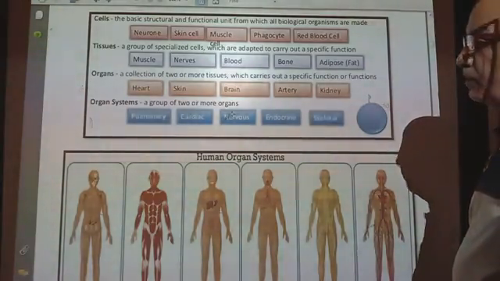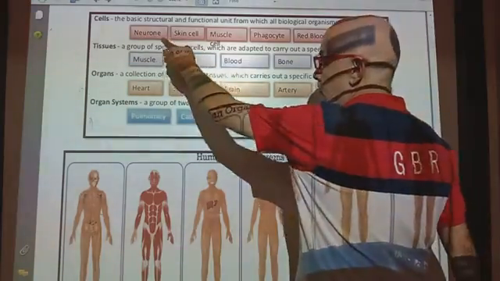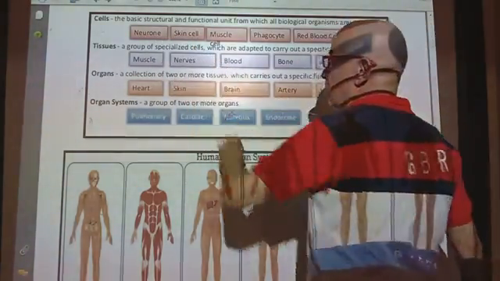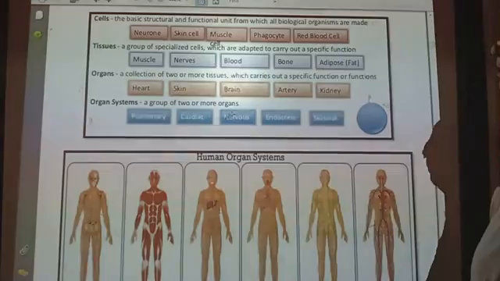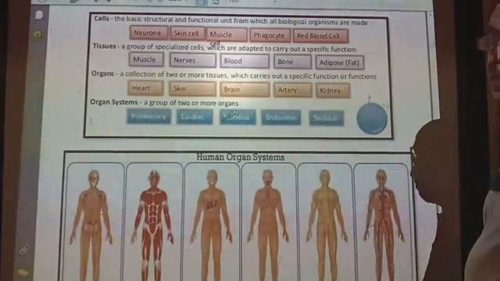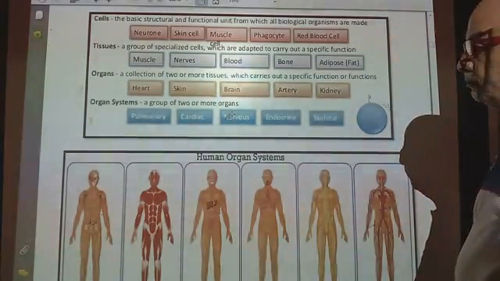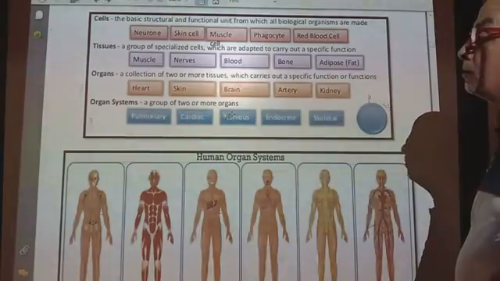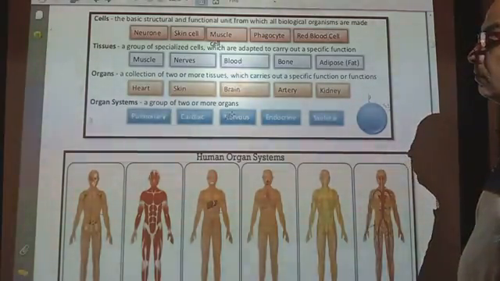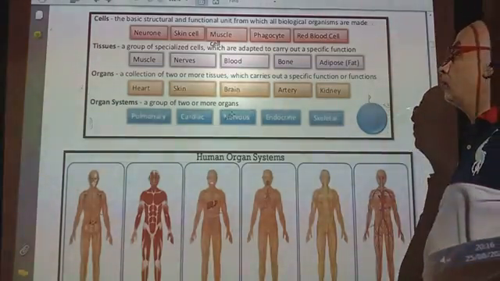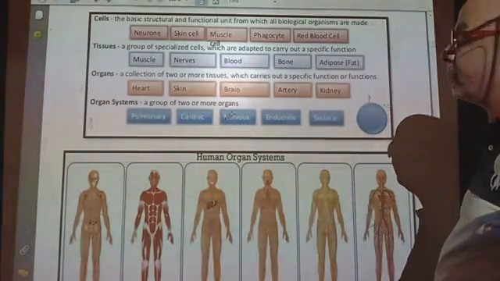From the examples of the cells, before explaining the tissues: neuron cells or nerve cells, skin cells, muscle cells, thyrocyte cells, white blood cells, and red blood cells. Tissues like muscle tissues, nerve tissues, blood tissues, bone tissues, and adipose or fat tissues.